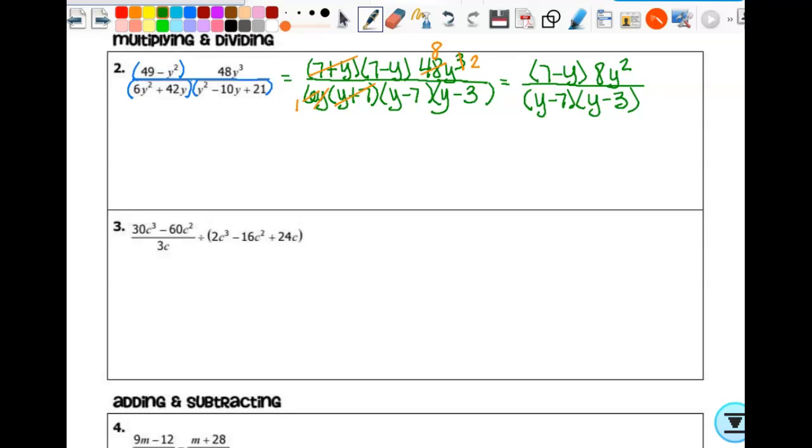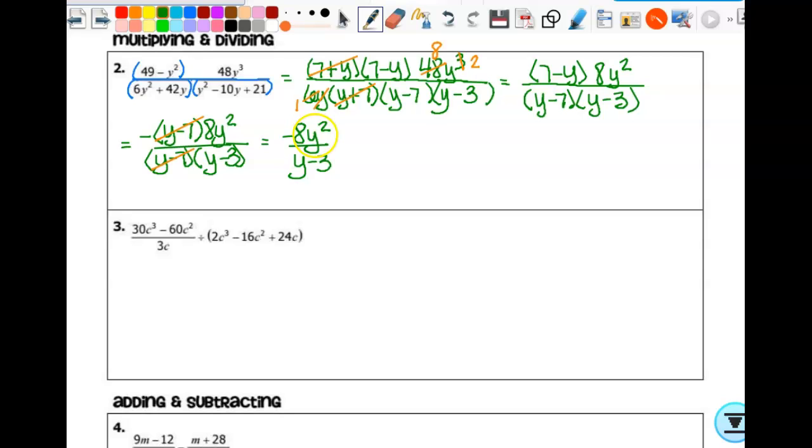What could I factor out of 7 minus y to make it into y minus 7? Negative 1. So if I factor out a negative, that becomes y minus 7 times 8y squared over y minus 7 times y minus 3. Now I can reduce some more. When I reduce these, be careful, because there's still a negative here. The negative doesn't reduce out, because this wasn't negative down here. So don't forget about it when you rewrite the answer. And we get negative 8y squared over y minus 3.